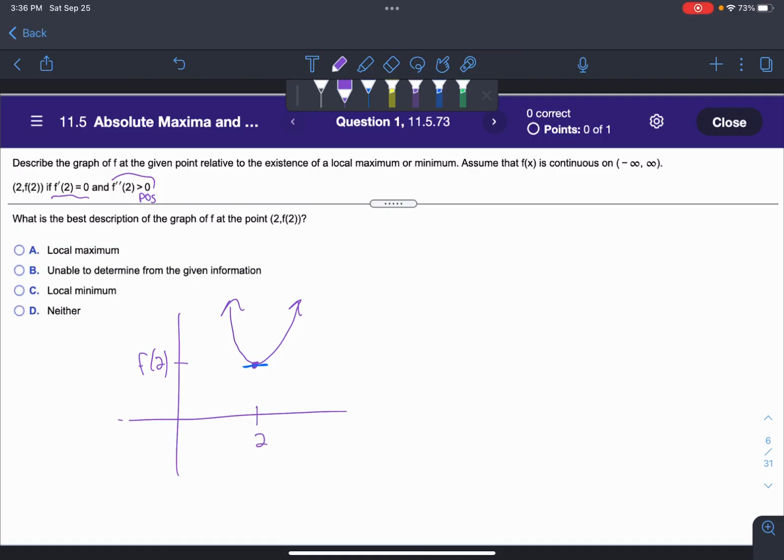And so what does this tell me in terms of maximum or minimum? That we have a minimum, right? 2 is a local minimum here.